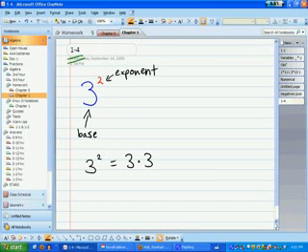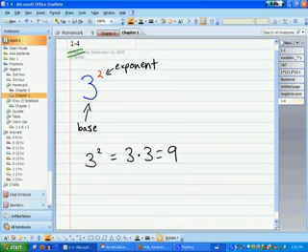Well, where does the squared come from? Well, the squared is this exponent. Whenever there's a 2 in the exponent, we call this squared. So that means there's 2 3's multiplied together, which is 9. Okay, 3 times 3 is 9. Another basic principle we've known for a while, multiplication table.